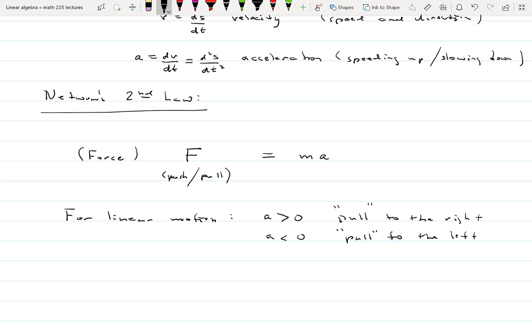Now suppose your velocity is positive, you're moving in the positive direction, and you start losing velocity. Your acceleration's negative. You're going to feel your seatbelt pulling you back. You're going to feel pulled in the opposite direction that you're moving. So acceleration less than zero amounts to a pull to the left.